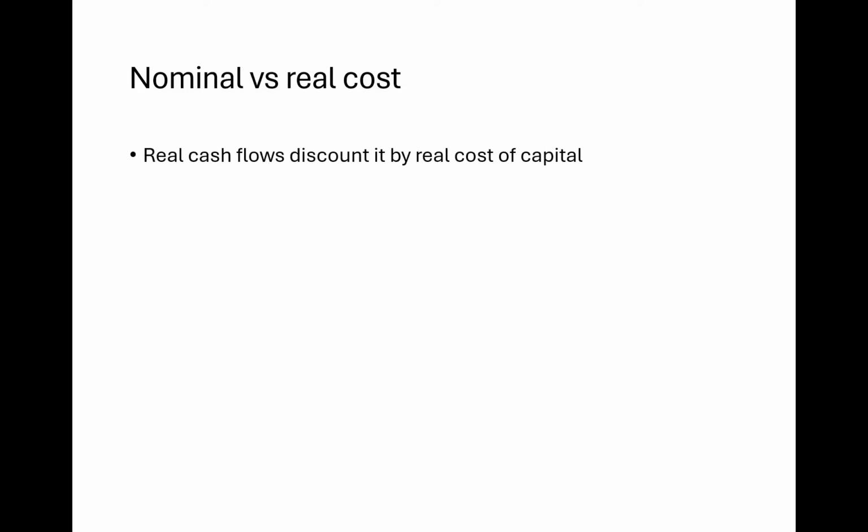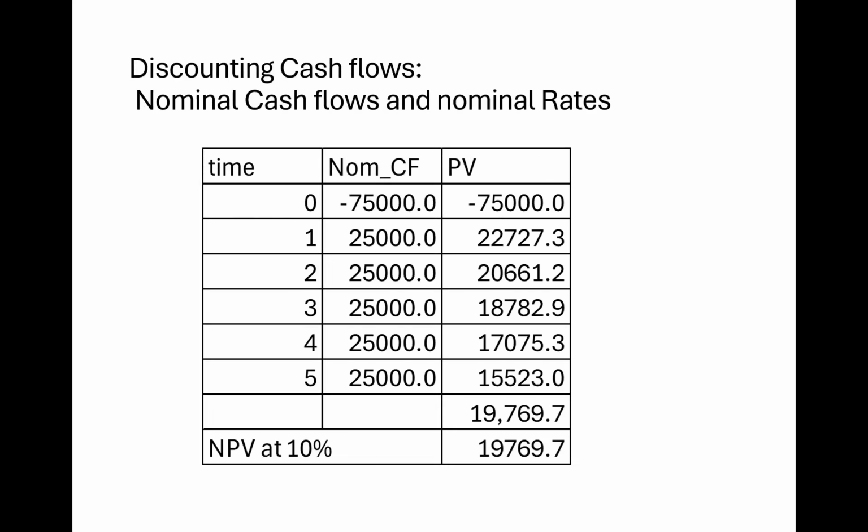So this is an example of real cash flows versus nominal cash flows. Real cash flows should be discounted by the real interest rate or real cost of capital, and nominal cash flows by the nominal cost of capital. Let's look at this project here. This project is investing $75,000 at time t0 and produces 5 cash flows of $25,000 each. And these are nominal cash flows. Nominal means actual, real means deflated by inflation. So the real rate is essentially the nominal rate minus the rate of inflation. And if the rate of inflation is positive, the real rate is usually less than the nominal rate.